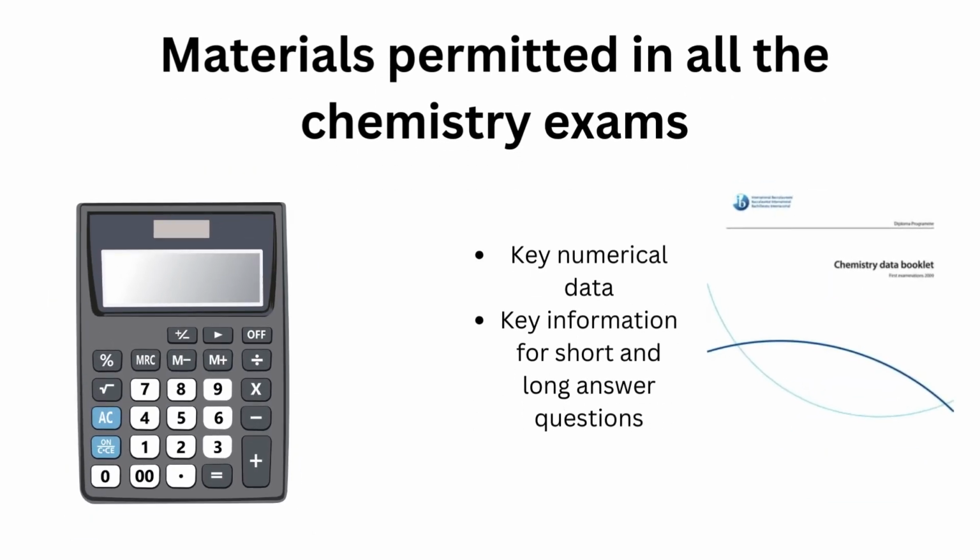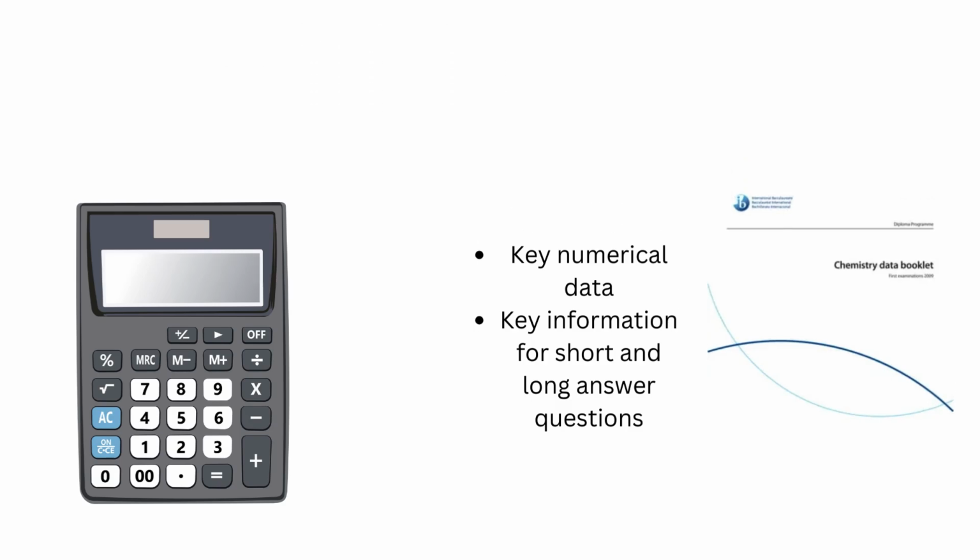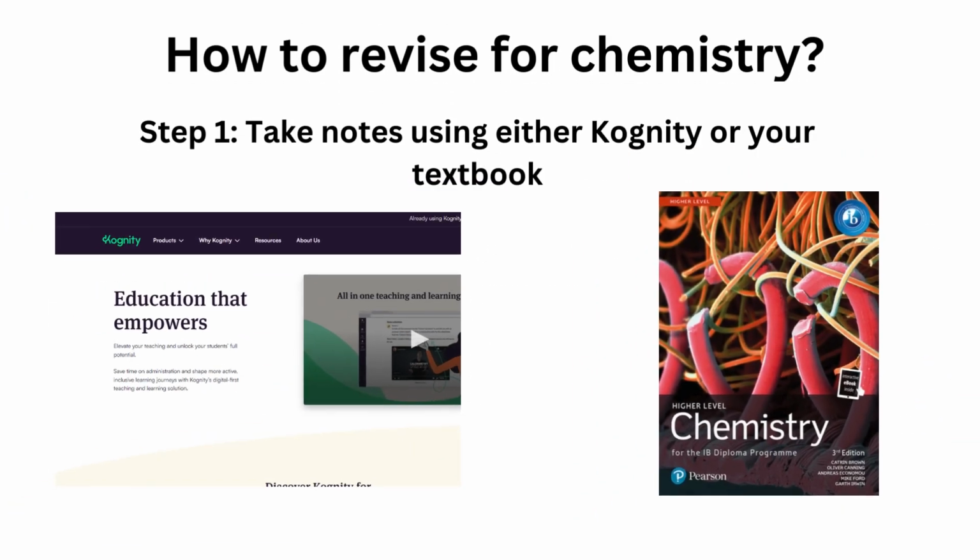For each paper, a calculator is always permitted, as well as the chemistry data booklet. The booklet contains necessary formulas and values needed in different stoichiometric calculations, as well as key information needed to answer certain questions. In order to study and revise for chemistry, we recommend that you first use Cognigy, or your textbook, whichever you prefer, to take notes or to study up on certain topics that you don't understand.